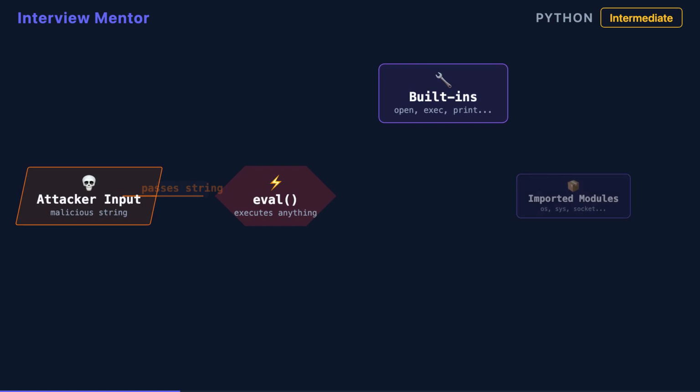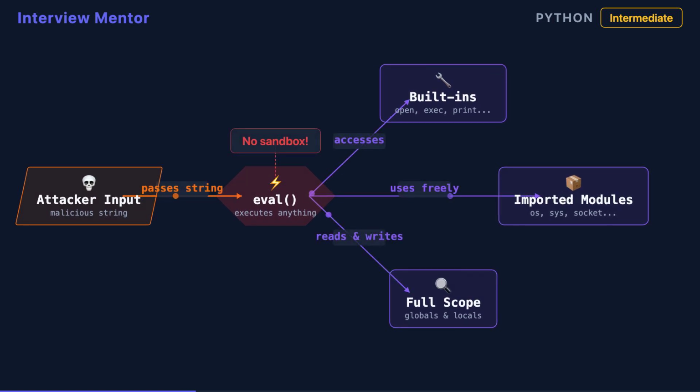What makes eval so dangerous is that it runs with complete access to Python's built-ins, all imported modules, and every variable in scope. Attackers can use the os module if your code already loaded it, and built-ins like open and exec need no imports at all.